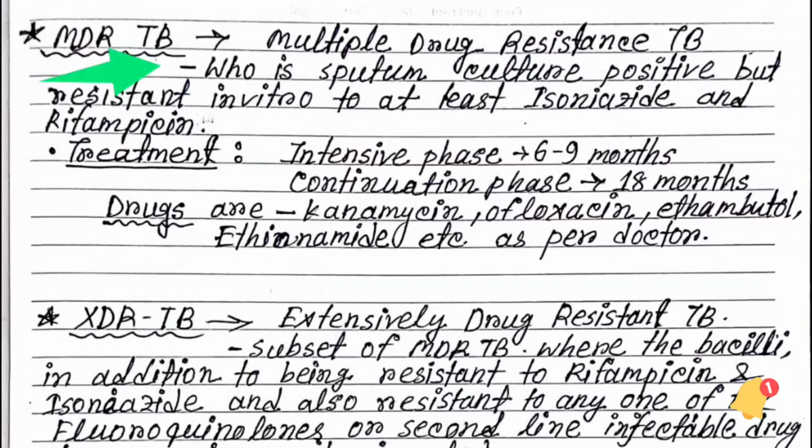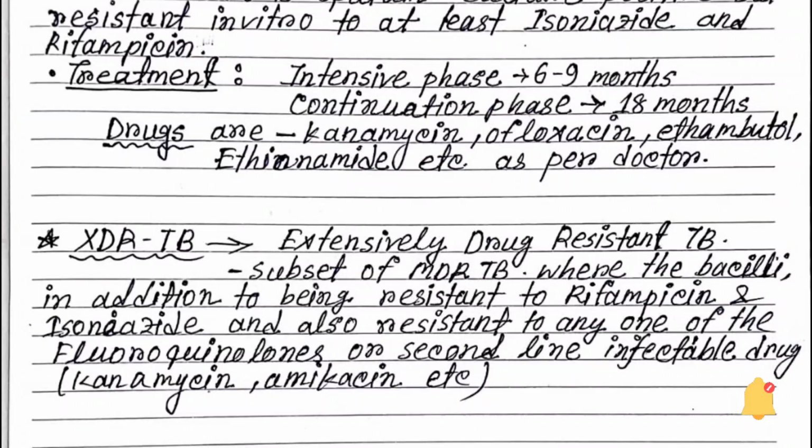As per doctor. XDR-TB, extensively drug-resistant TB, is a subset of MDR-TB, where the bacilli, in addition to being resistant to rifampicin and isoniazid, are also resistant to any one of the fluoroquinolones or second-line injectable drugs, kanamycin, amikacin, etc.